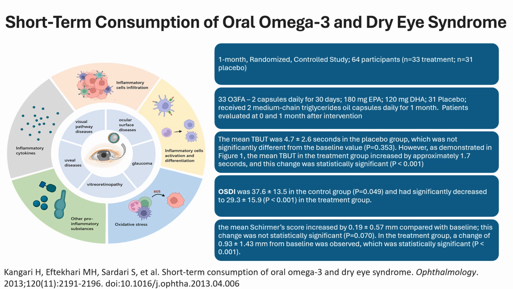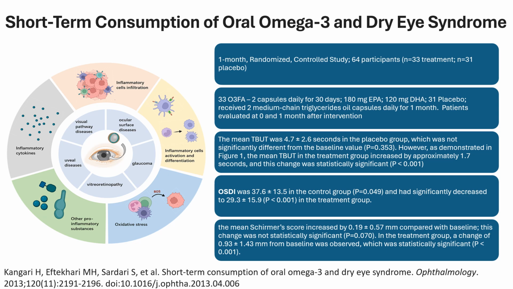Our second evaluation tool is the Ocular Surface Disease Index. This is a standardized questionnaire designed to assess the severity of dry eye disease and its impact on the patient's quality of life, which is a self-reported tool. So the higher the OSDI score, the more severe the symptoms. At 1 month, the mean OSDI in our control group increased, which indicates there were worse symptoms, whereas it significantly decreased in our treatment group.